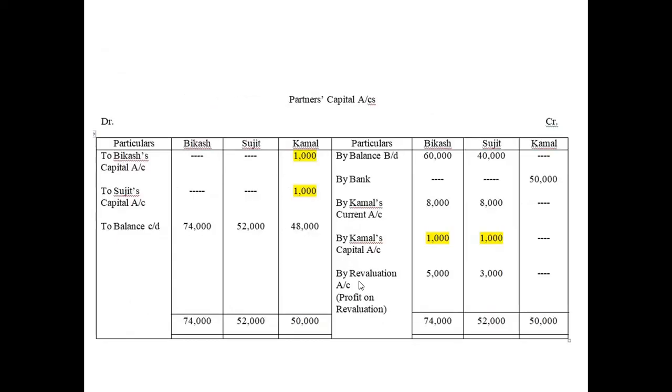Now let us see the partners' capital account. By balance b/d, 60,000 and 40,000, extracted from the balance sheet that is given. Here in this question we have bank, so whatever the amount of capital that is brought in by Kamal has to be transferred to the bank account only. So by bank we write 50,000 in the column of Kamal.